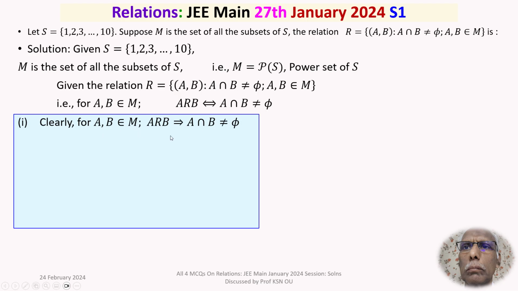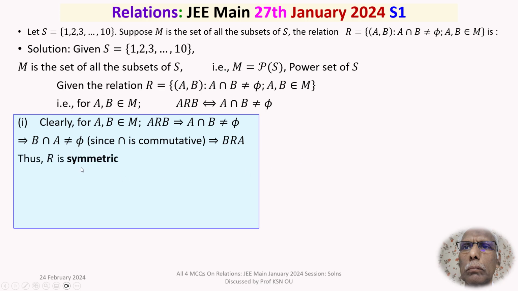For A, B belonging to M, A related to B, A R B implies A intersection B is not empty. Now we know the intersection satisfies the commutative law. A intersection B is equal to B intersection A. Therefore, this will imply B intersection A is also not empty, because the intersection is commutative. That means B is related to A. This says when A is related to B by the relation R, then B is also related to A. This means the relation R is symmetric.